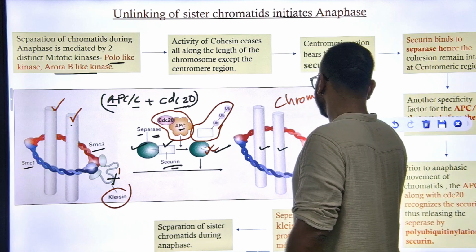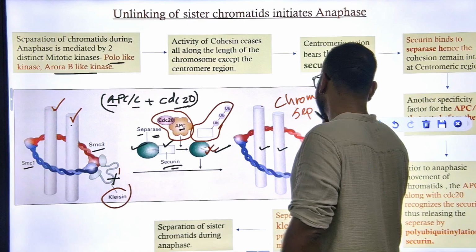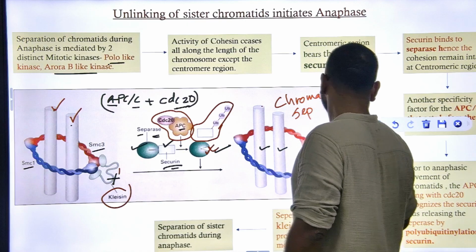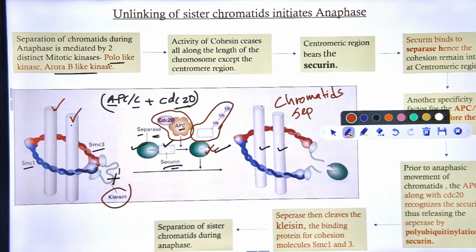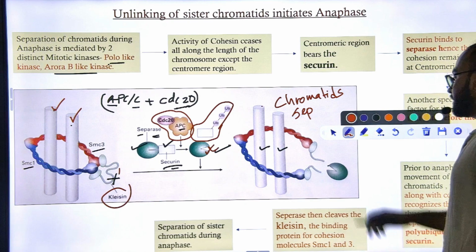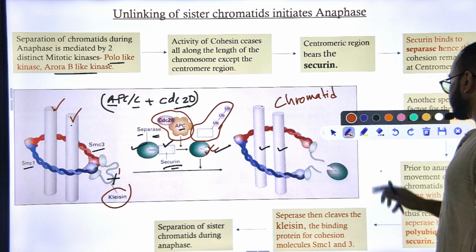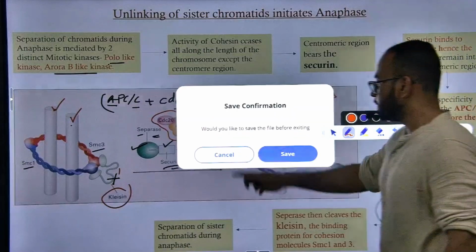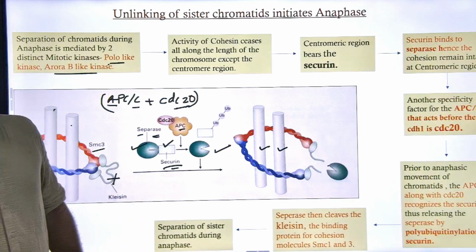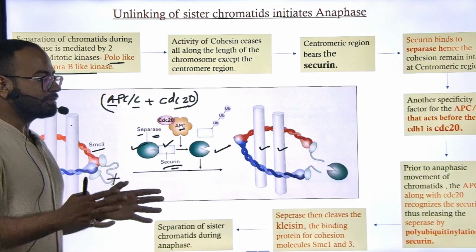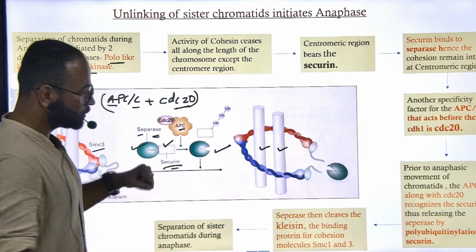Chromatids separated. That will lead to anaphasic movement. So this is the overall mechanism by which the chromatids get separated from each other and they can move to the opposite poles.